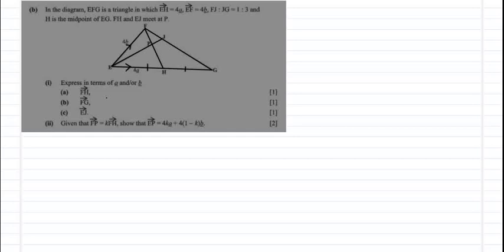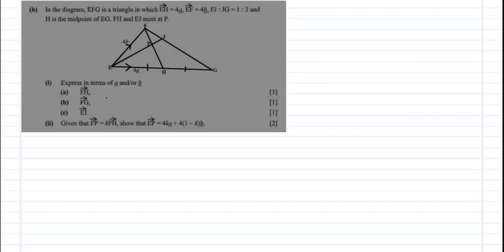Alright, so we're still solving a 2024 paper 2 math, and this question is on vectors. This is question 3b. If you're not able to see the question clearly, I'll repeat it for you and we'll answer it together step by step.